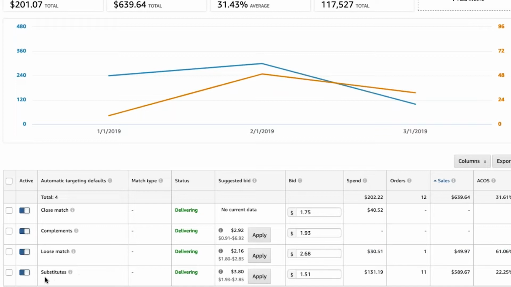My other campaign here, substitutes, well, spent $131, it's made me $589 for 11 sales, ACOS of 22%, and I'm happy with that because that's making money, that's making profit. So it's in the profit.